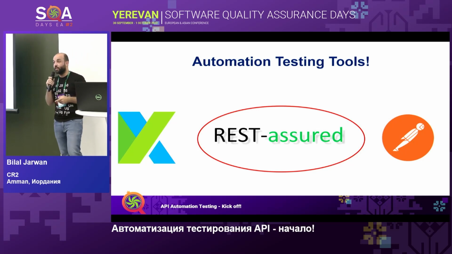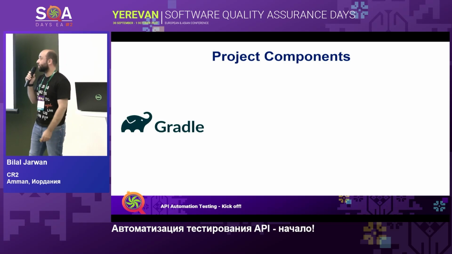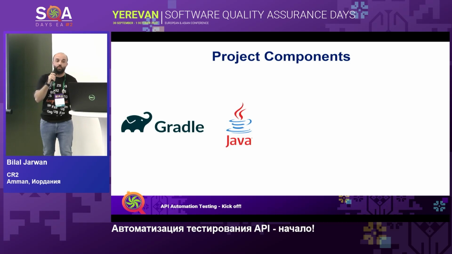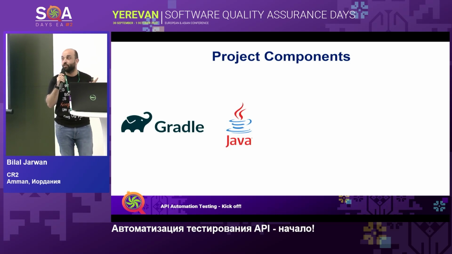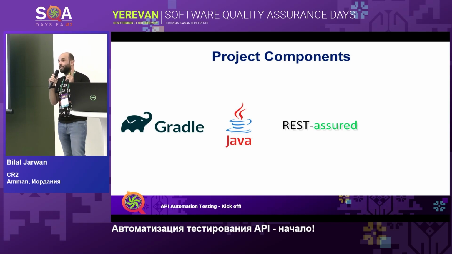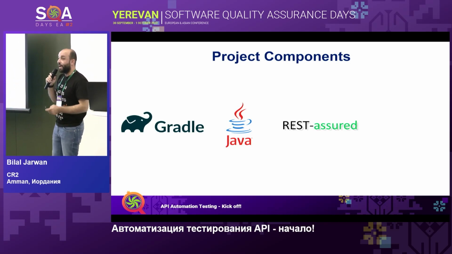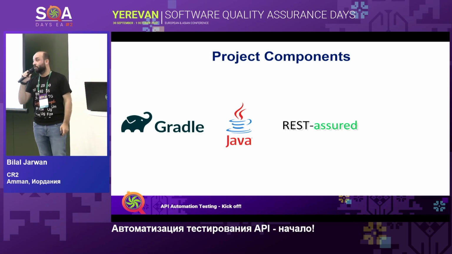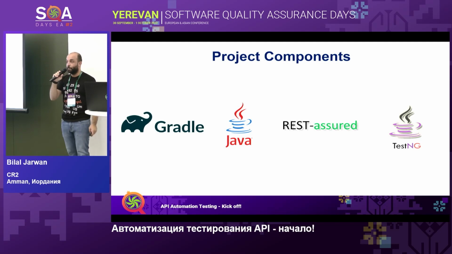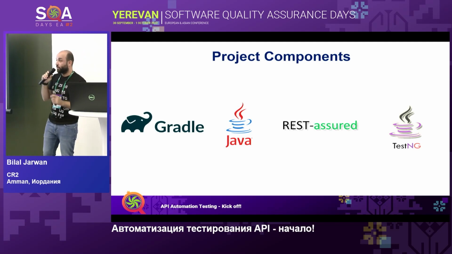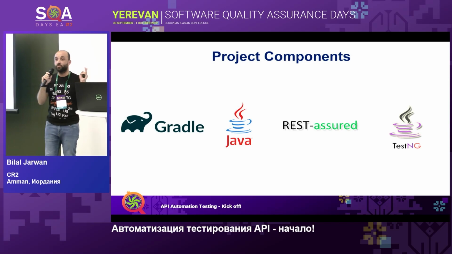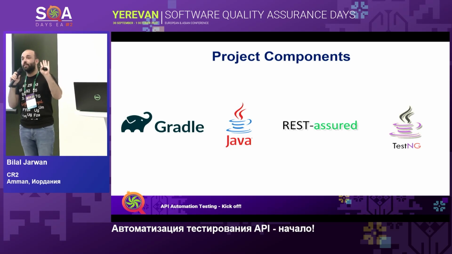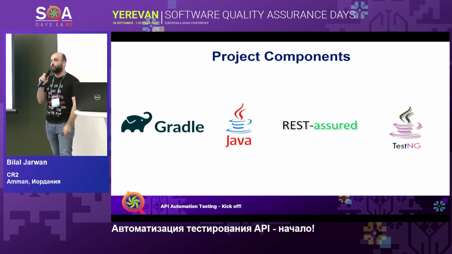What is the project that we will create today? Actually, the project components are, first of all, the build tool. Our build tool will be Gradle. The second component is the programming language that we use, Java. And then the library that we use, Rest Assured. And at the end, you need to know what automation framework you use. We use TestNG here. So these are the components of our project for today: Gradle as a build tool, Java as programming language, Rest Assured as a library for API testing automation, and TestNG as an automation framework.